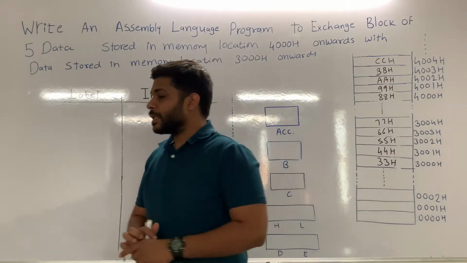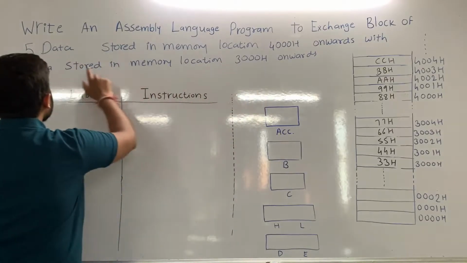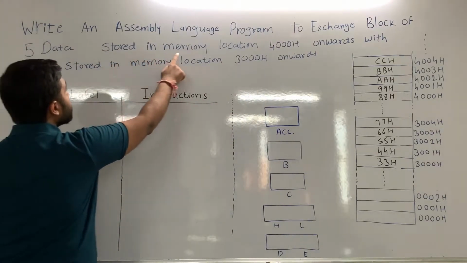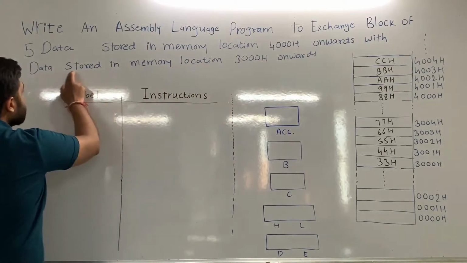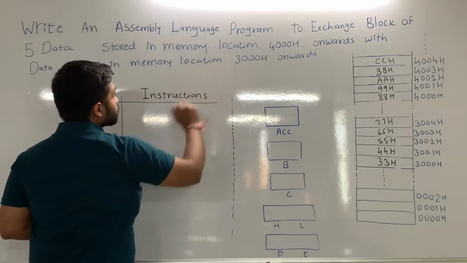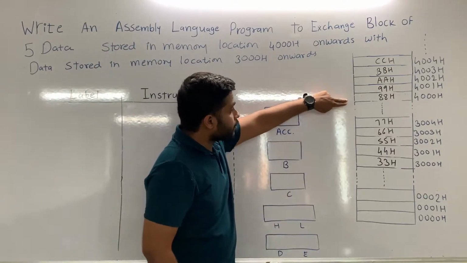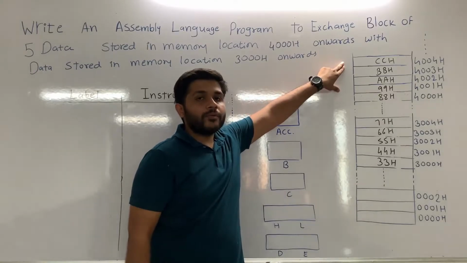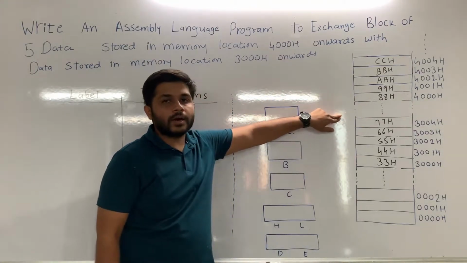The program is: write an assembly language program to exchange a block of 5 data stored in memory location 4000H onwards with data stored in the memory location 3000H onwards. So you can see that in the memory from the 4000H onwards 5 data are stored and from the 3000H onwards 5 data are stored.